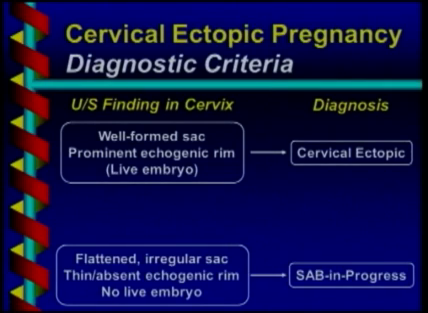So the diagnostic criteria to use here to make the distinction between a cervical ectopic and a spontaneous abortion in progress are if you see a well-formed gestational sac in the cervix with a prominent echogenic rim around it, especially if you see a live embryo, it's a cervical ectopic pregnancy. If it's a flattened and irregular sac with thin or absent echogenic rim and there's no live embryo, you're dealing with a spontaneous abortion in progress.